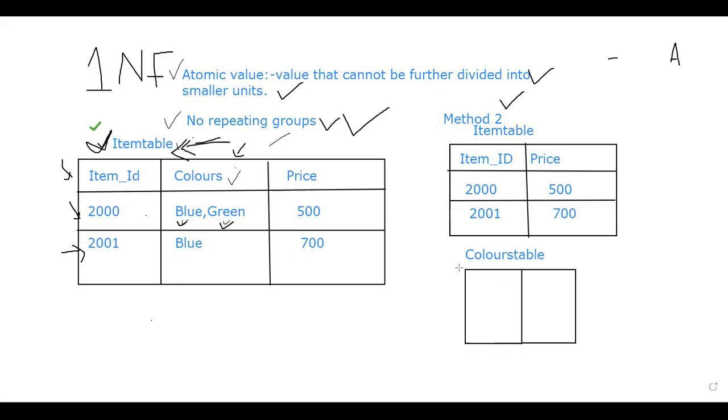Right. Now actually in this colors table, we can't only keep the colors, because you guys have learned the foreign key concept, right? Therefore, we need to bring the item ID of the item table to the colors table and make it the foreign key. The item ID, the primary key, should be brought to the colors table to make it the foreign key in the colors table. So item ID in item table is the primary key. Item ID in colors table is the foreign key.